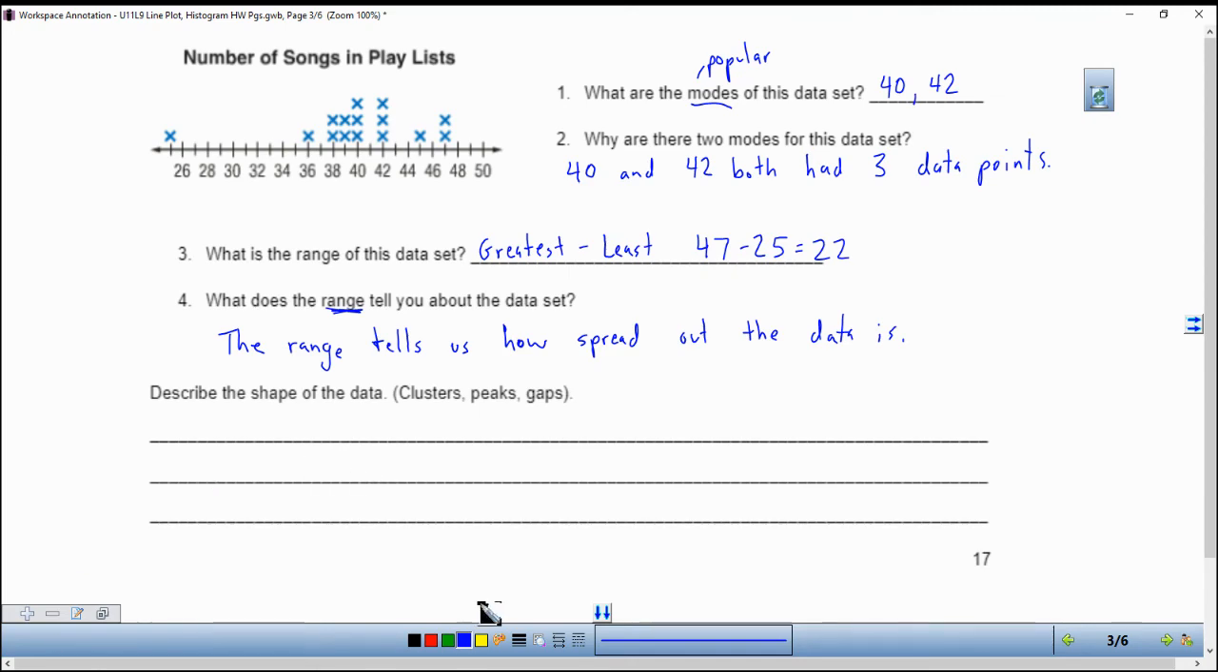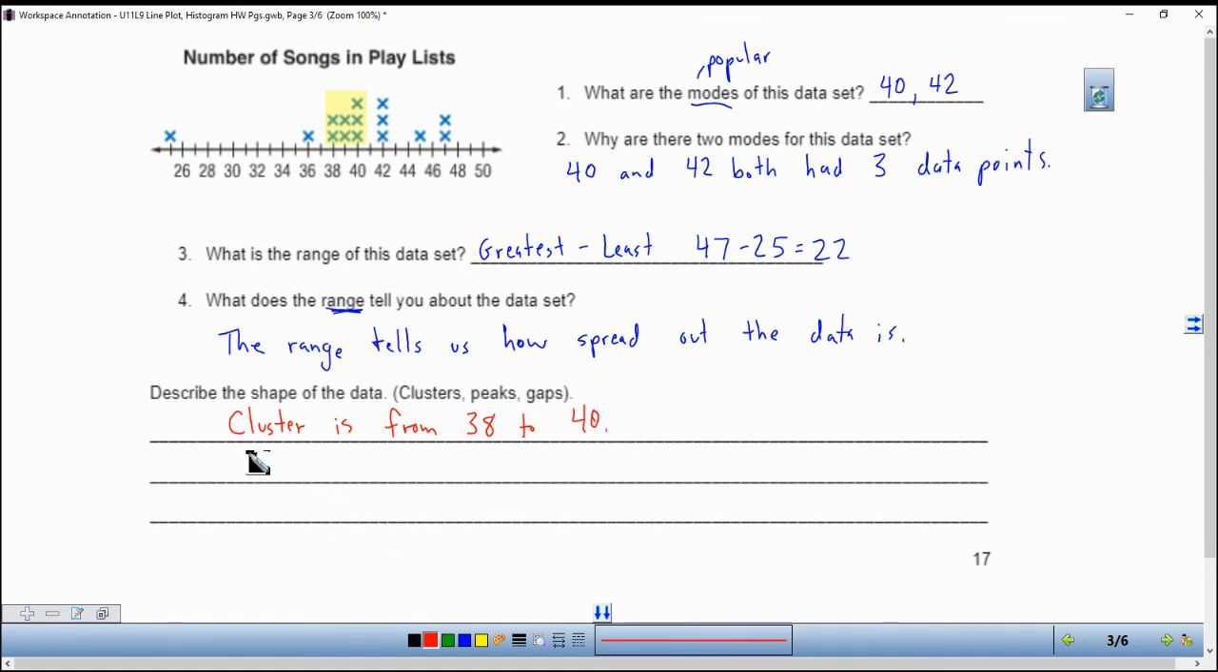Describe the shape of the data. We did this previously on the other assignment. So describe the shape. So we got clusters. Where's the cluster? I would say right here, there's a cluster. There's a lot of data there. I know there's the 42, so I kind of want to include the 42, but between 38 and 40 is a cluster.